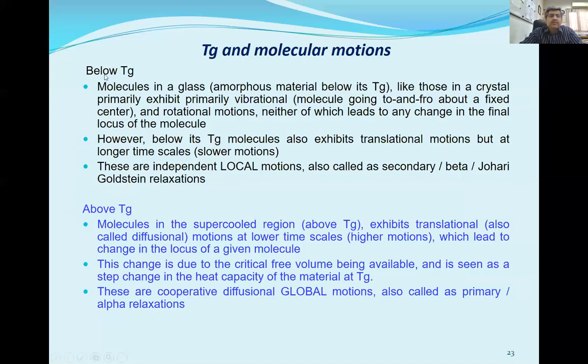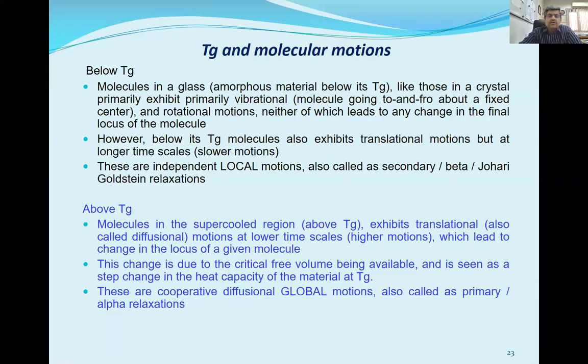So we'll first take up what are the types of molecular motion that occur below the Tg value. So molecules in the glassy state, like those in the crystal, primarily exhibit vibrational and rotational motions. So we are saying primarily, which means there are other motions also possible, but primarily they are vibrational and rotational motion, and neither of these leads to any change in the final locus of the molecule.